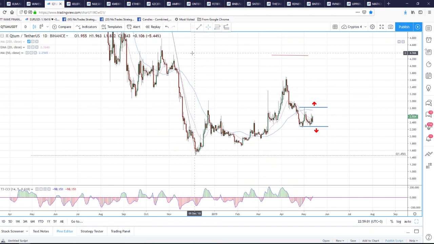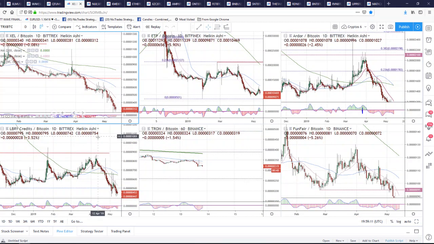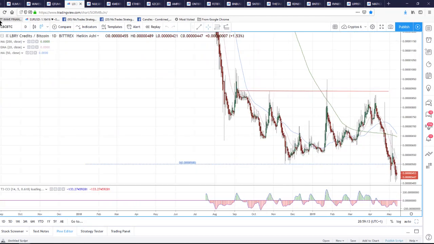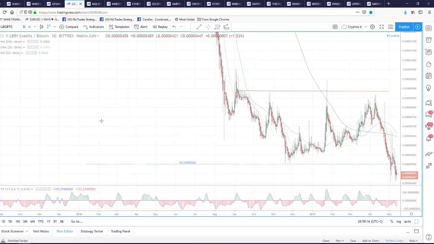Okay, that's QTUM. We're going to look at LBC. Let me see where LBC is. Can't remember. Library credits. This is such an old school coin, isn't it? Library credits.